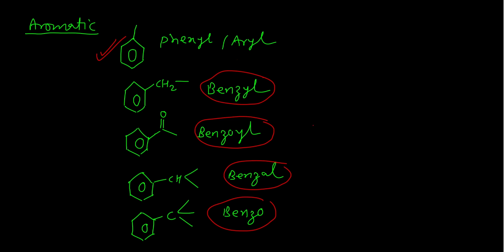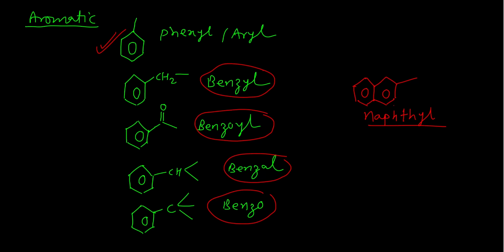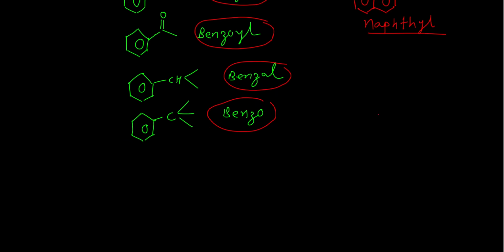And there is one more group that you should commonly know, that is naphthalene. So if you know the structure of naphthalene, there are two adjacent benzene rings present like this. So this is naphthalene, and if you make one valency free, this becomes naphthyl, N-A-P-H-T-H-Y-L. So it is coming from naphthalene, so it is called the naphthyl group. Okay, so this was aromatic.